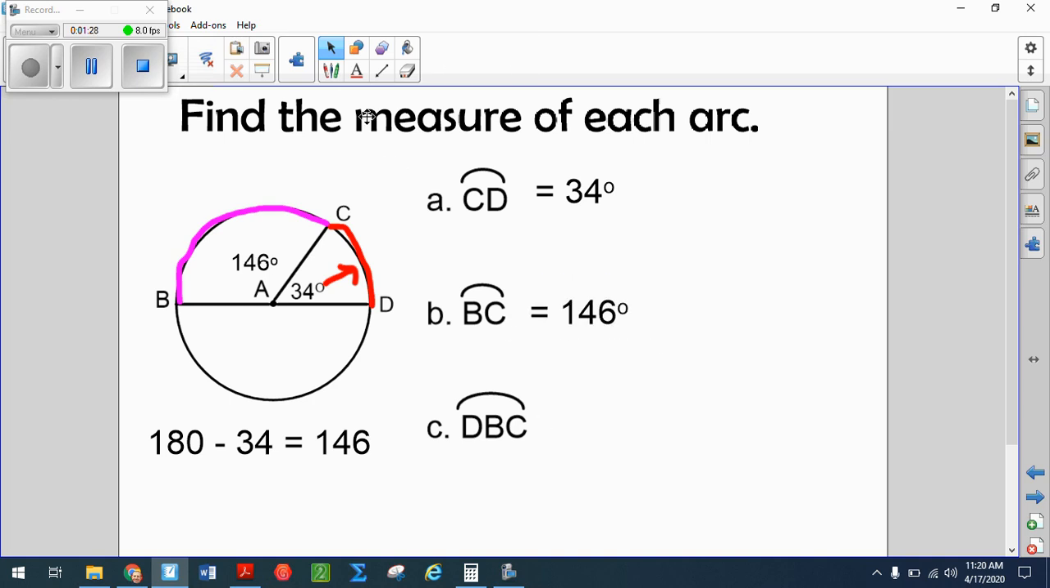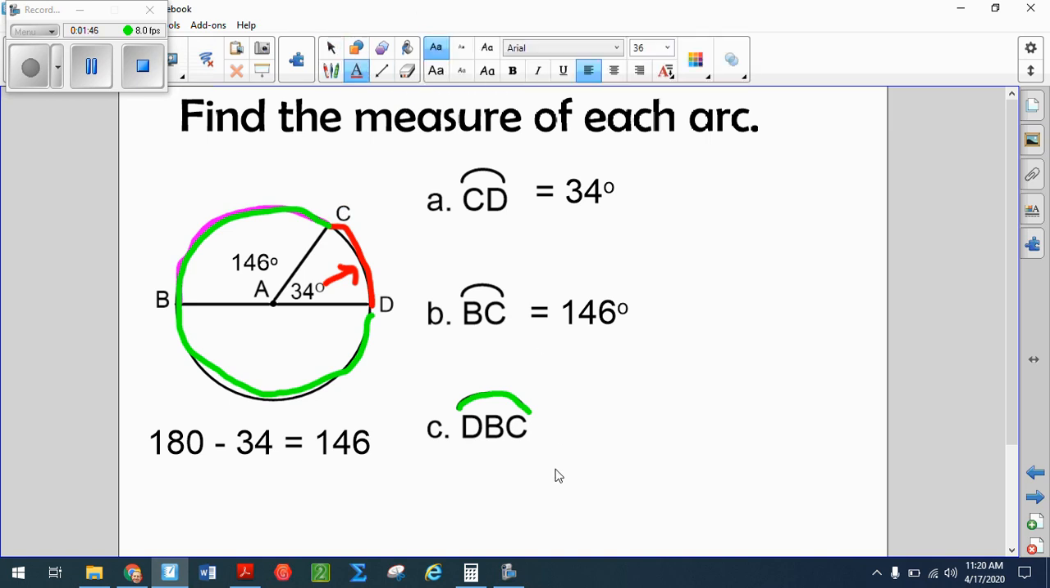Then find arc DBC. So DBC is using 3 letters to show you that it's a major arc. It also tells you the order to go. You go from D through B and end at C. So D all the way around through B and end at C. Since there are 360 degrees inside of a circle, 360 minus the 34 that's left. Basically, the green is the entire circle minus that red arc. So 360 minus the 34 is going to be, what, 326 degrees? So 326 degrees would be the measure of arc DBC.